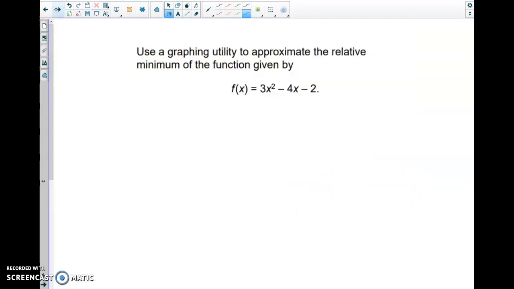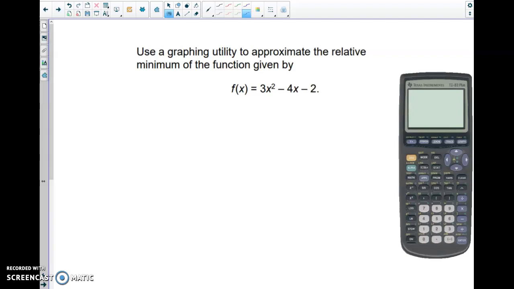Finding max and mins on your calculator, so get your calculators out. I have mine right here. Let's graph this function if this lets me. We'll see if it turns on.